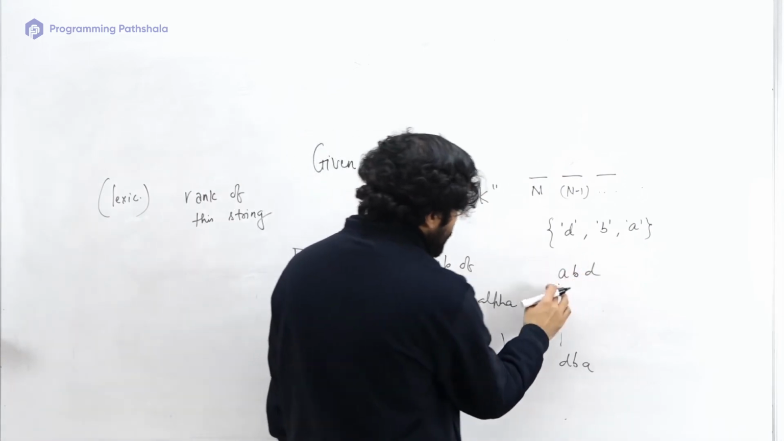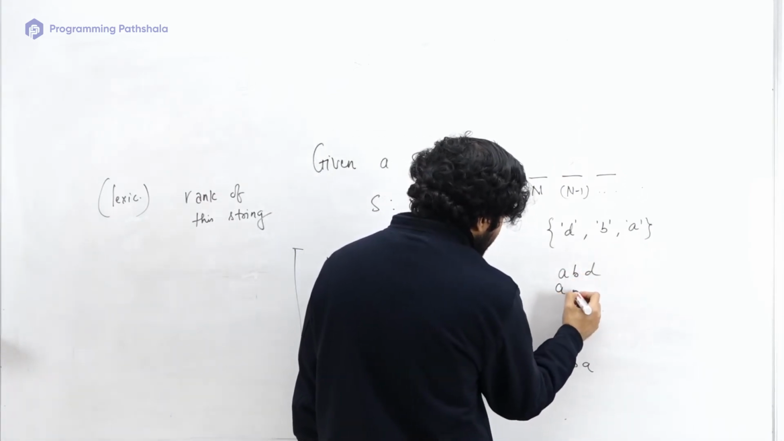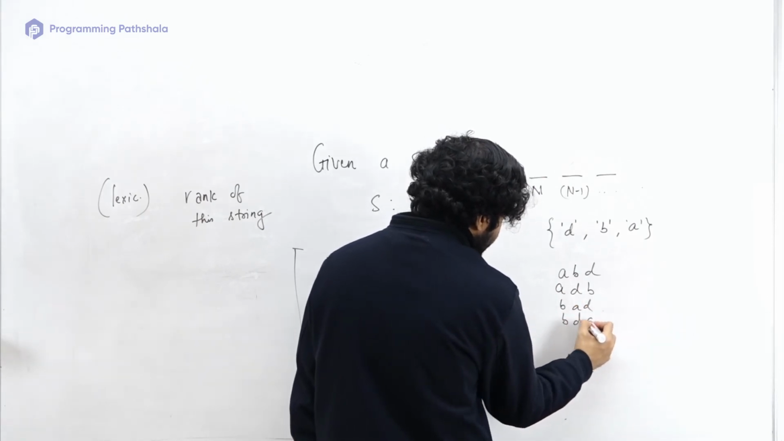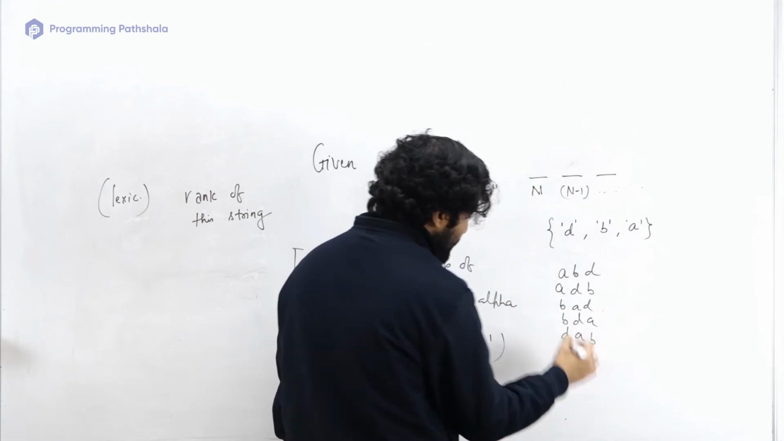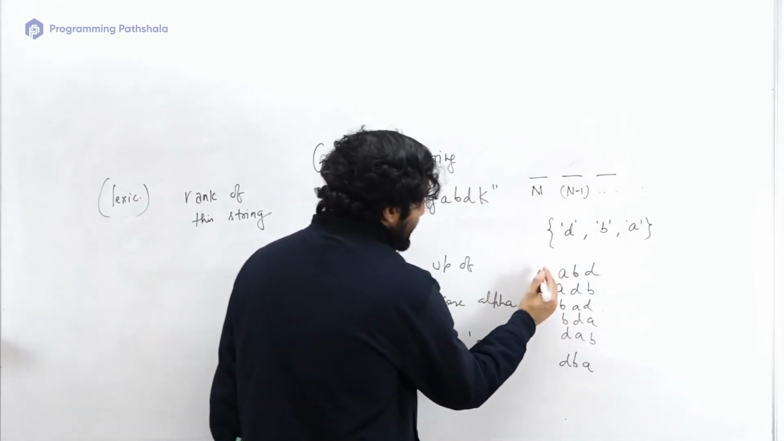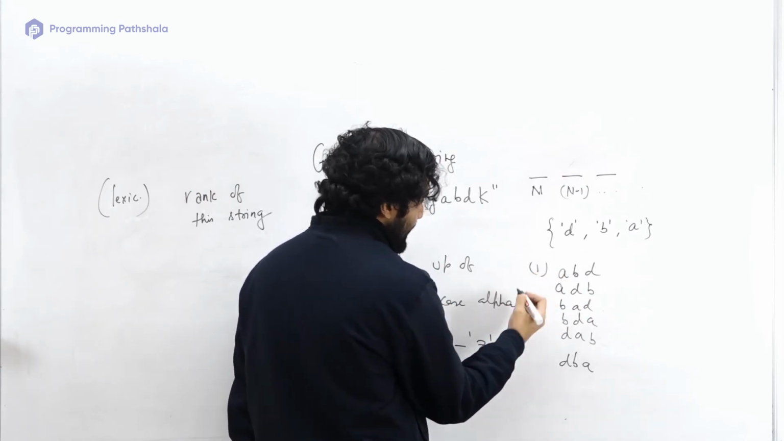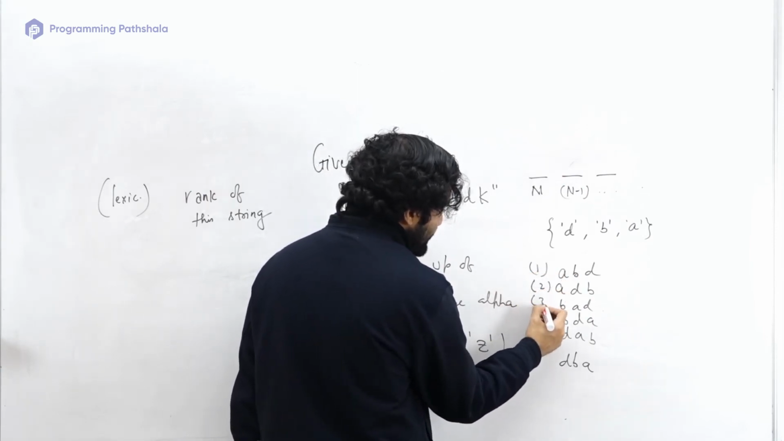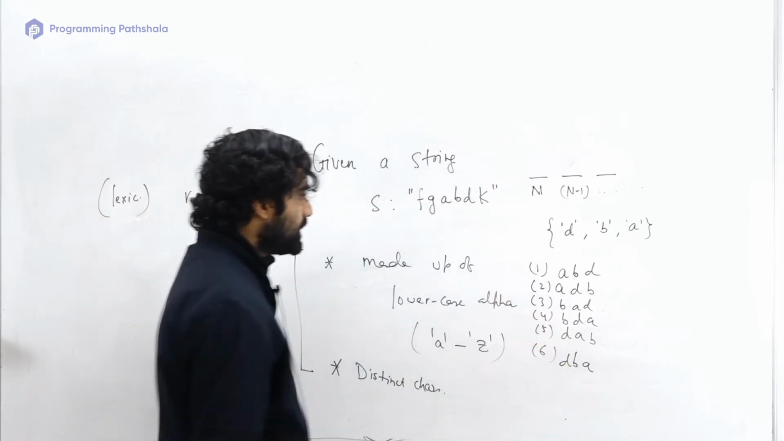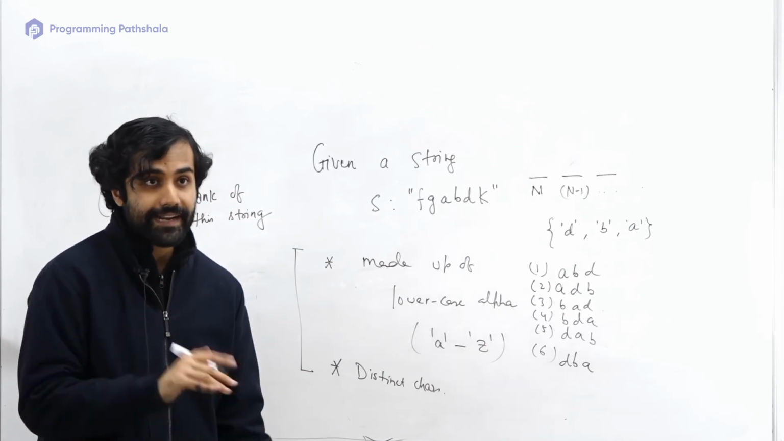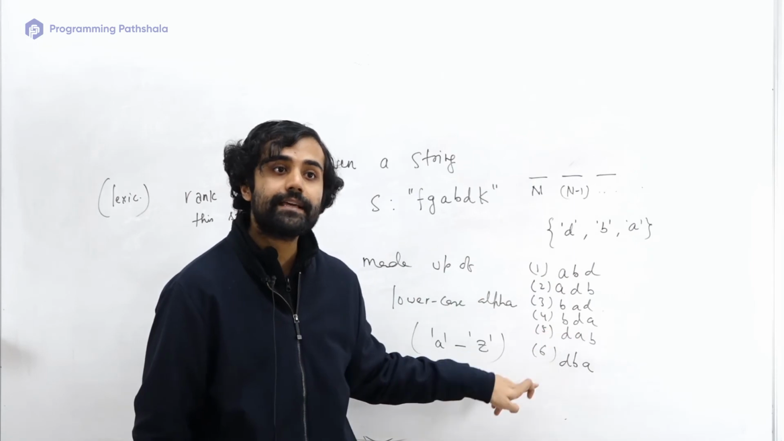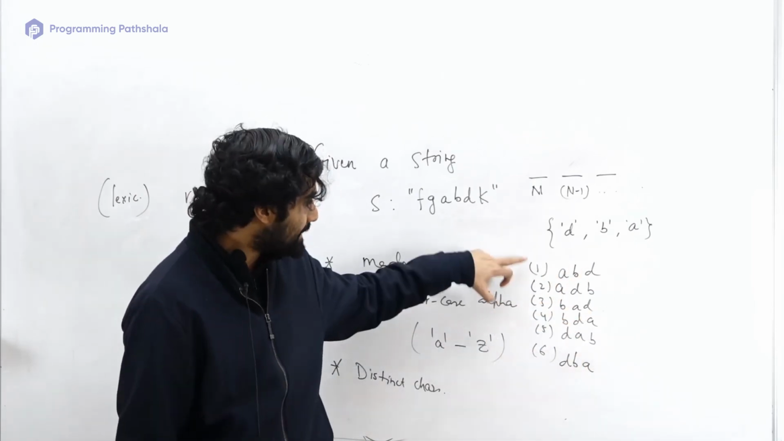So ABD is the smallest one. After ABD you would have ADB, then you will have BAD, then BDA, then DAB, and then you will have DBA, right? So I am saying that this has a rank of 1. The smallest one has a rank of 1. This has a rank of 2, this has a rank of 3, this has a rank of 4, this has a rank of 5, and this has a rank of 6. Is it clear? Are the ranks clear? So the smallest one has a rank of 1 and the largest one has a rank of n factorial. And these ranks are ever increasing.